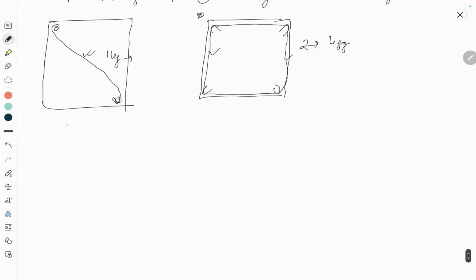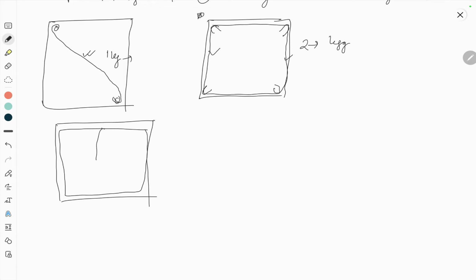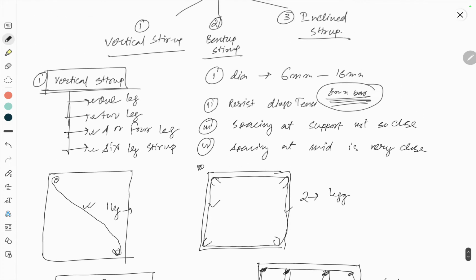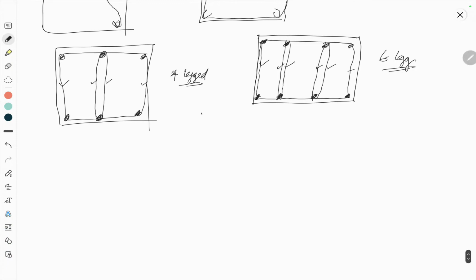What is 4 leg? This is your stirrup, and in between there is another stirrup, so here is the bar. So 1, 2, 3, 4. That is why it is 4-legged. And what is the diagram of the 6-leg? Here is bar, here is bar, here is bar. So 1, 2, 3, 4, 5, 6. So here is your 6-leg. This is all about the vertical stirrup.